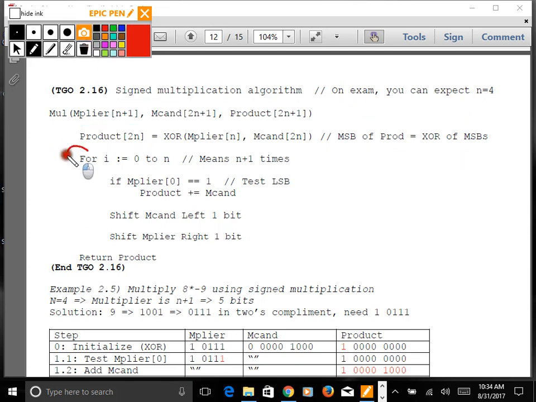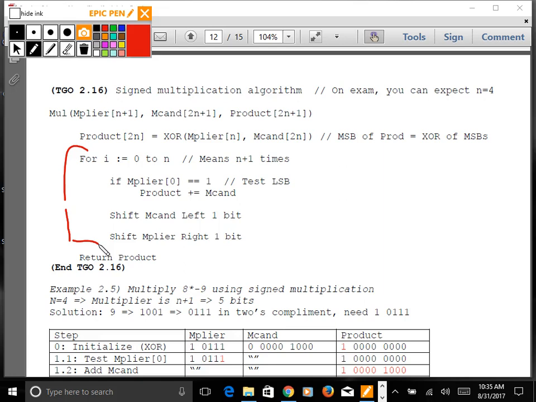Next we're going to iterate through our algorithm for i equals 0 to n, so we're doing it n plus 1 times. If we're doing 16, that means we have 17 iterations. If it's our 32-bit MIPS register, we're going to have 33 iterations.